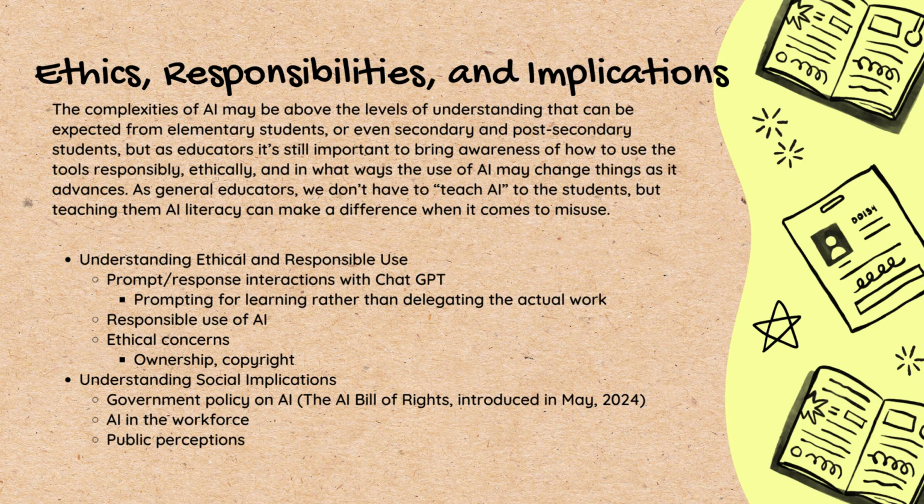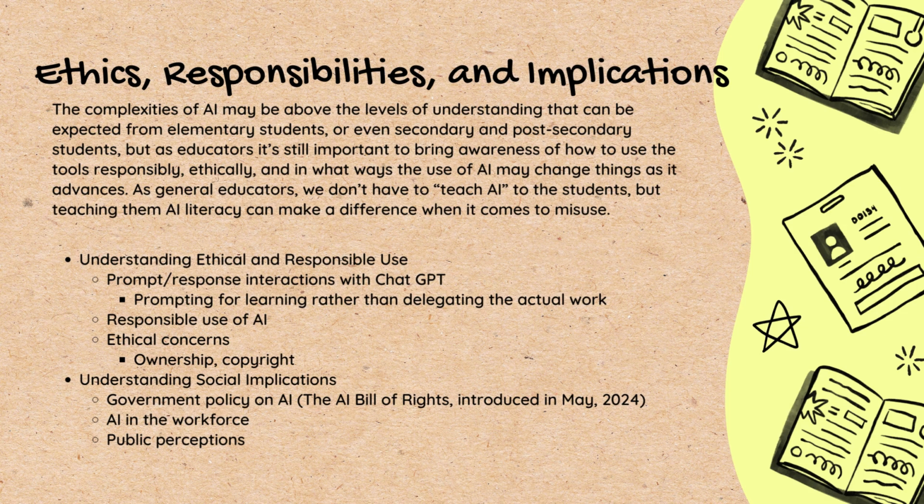Understanding ethical and responsible use. Prompt and response interactions with ChatGPT. Prompting for learning rather than delegating the actual work. For example, prompting the bot to ask questions on a topic to gauge understanding, or prompting it to create a practice test can be effective and ethical uses of AI. Using it to cheat on your work, or to cut corners, or just delegating your work in general to the bot is irresponsible use of AI. Other ethical concerns with AI include ownership, copyright, and privacy.